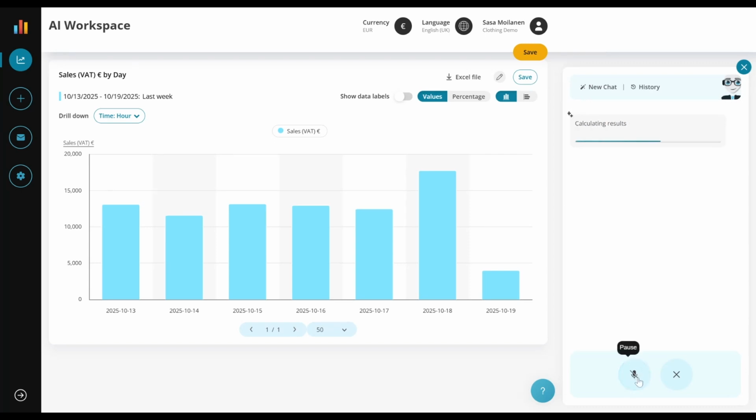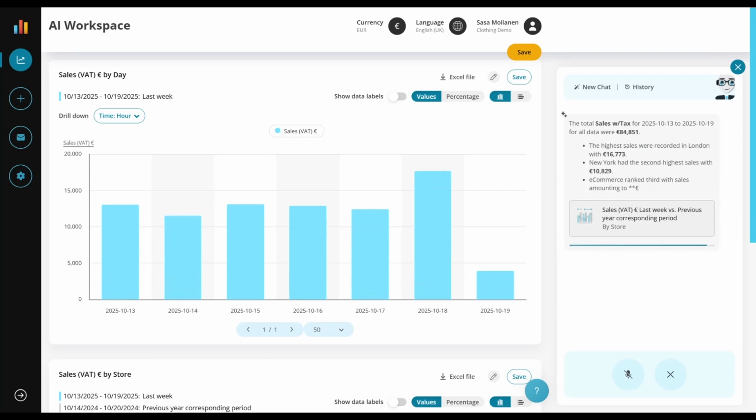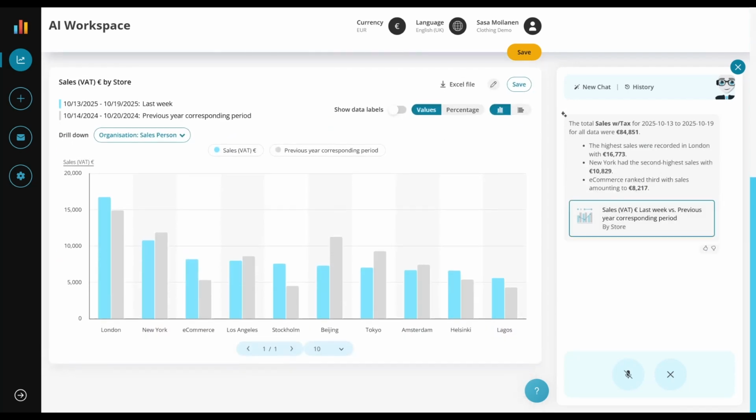One moment, please. So now ZED is again running the numbers. So basically once it's finished with the queries, it will create automatically a new chart for this new view of data. In this case now, we added also the comparison to previous year. So we see the corresponding week there. And then we see now by store the results.